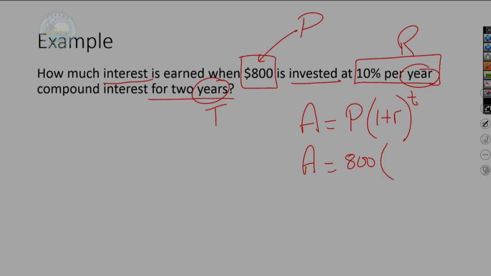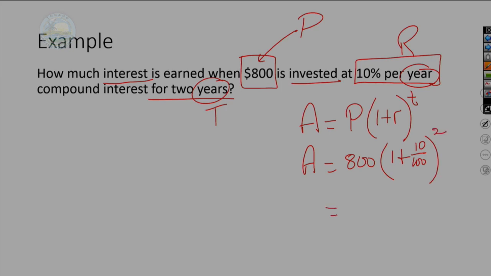times, open brackets, 1 plus the rate. Now, what is important here? And this is the next difference between simple interest and compound interest. What is important here is that the rate is not as a percentage, but as a decimal or a fraction. So we can write it as 10 over 100, because that is what 10% means, right? To the power of the time, which is 2.